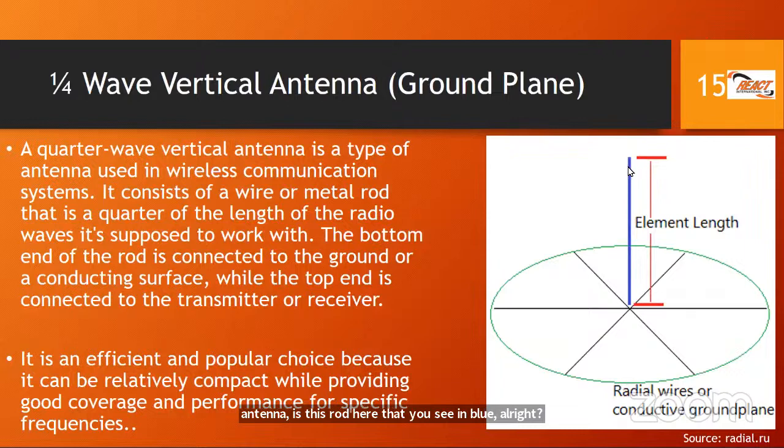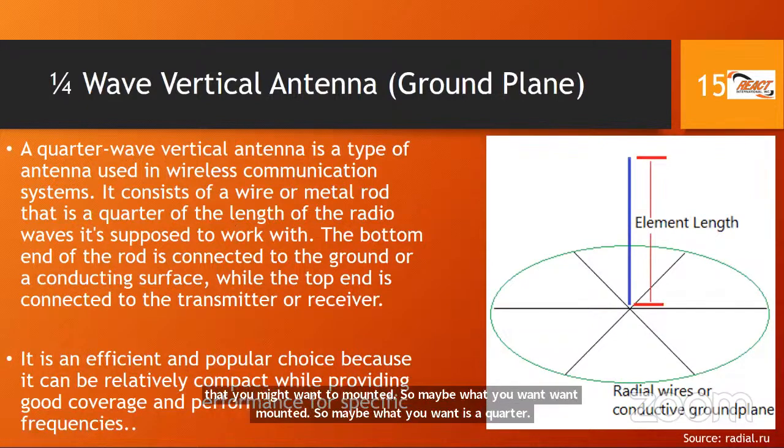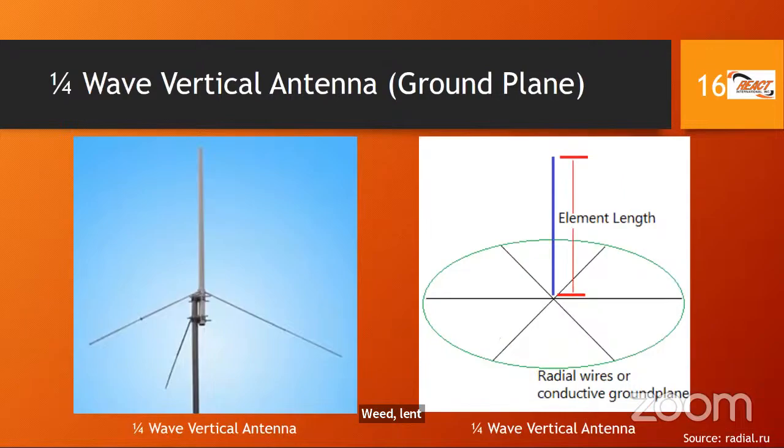And it's also a very efficient antenna. And it also tends to be compact. Why are we saying it's compact? Because it's quarter wavelength. It's not a full wavelength. It's not 5/8 wavelength. It's not half wavelength. It's a quarter wavelength. So that's what we mean when we say it's relatively compact. So, you know, size could be an issue, right? Maybe if you're having a base station antenna, you have limited space that you might want to mount it. So maybe what you want is a quarter wavelength antenna, right? So let's see what that actually might look like.